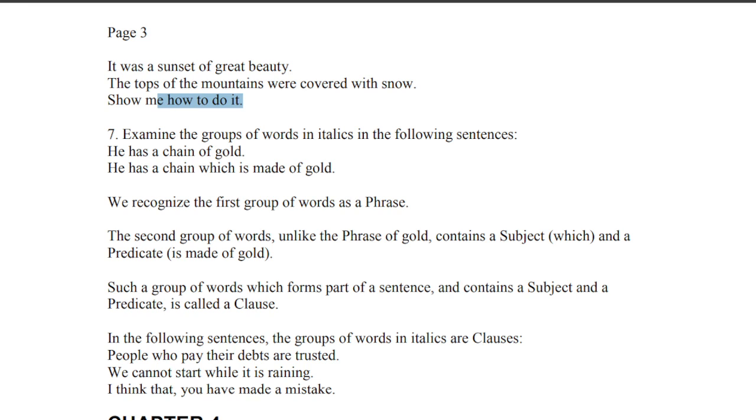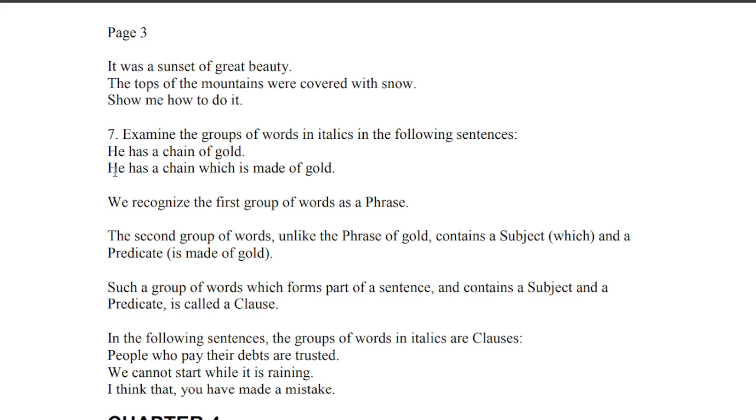And now we are going to see what it is that we call a clause. In order to understand the concept of clause, we need to examine some sentences. He has a chain of gold. A group of words making complete sense, so it is a sentence. Of gold is a phrase because it makes sense but not complete sense.